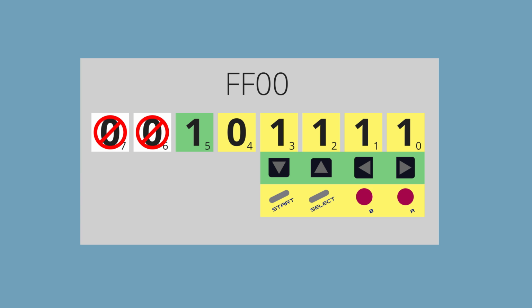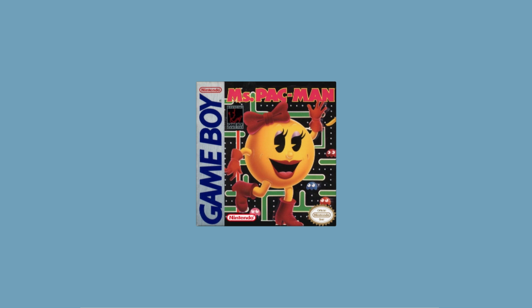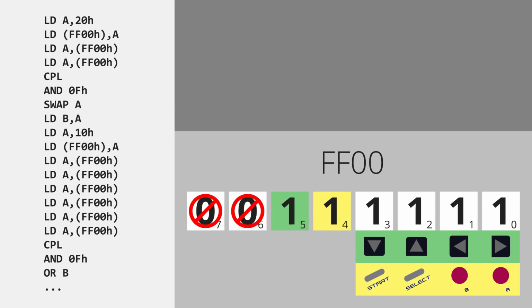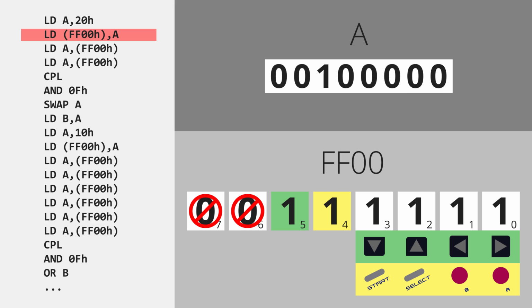Let's look at some actual code from the Ms. Pac-Man game to see how it handled getting button data. First of all, we put the number 32 in register A, then copy it into the button register. If you write 32 in binary, you can see that bit number 5 is set to 1 and bit number 4 is set to 0. So loading this value into address FF00 will tell the Game Boy to make bits 0, 1, 2, and 3 represent A, B, select, and start.